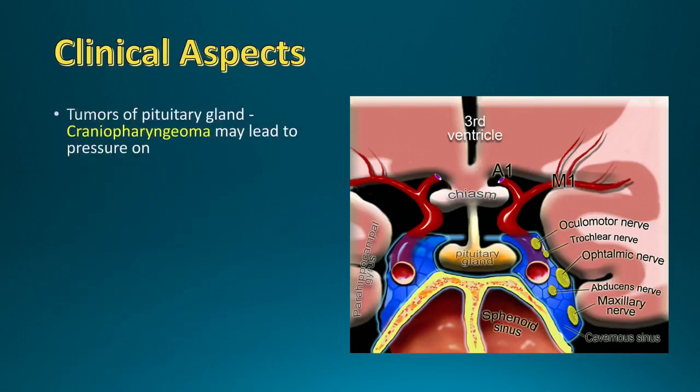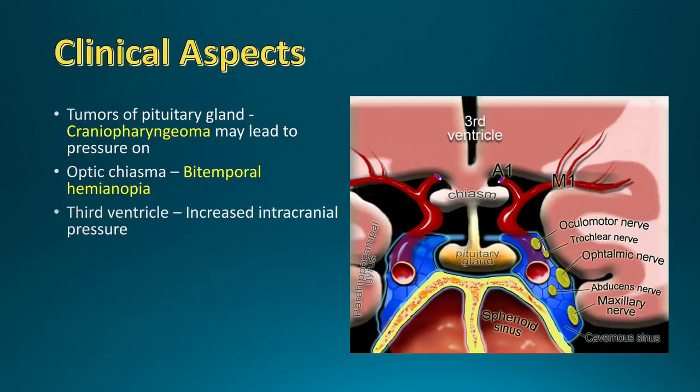So coming to the clinical aspects, tumors of the pituitary gland, rare tumors called craniopharyngioma, might put pressure on the surrounding structures. One is the dura mater can get stretched, so you might get pain. Then immediately above is the optic chiasma. Pressure over the optic chiasma can lead to bitemporal hemianopia, which is partial blindness. That is, the lateral field of vision is affected because the tumor compresses the optic chiasma.